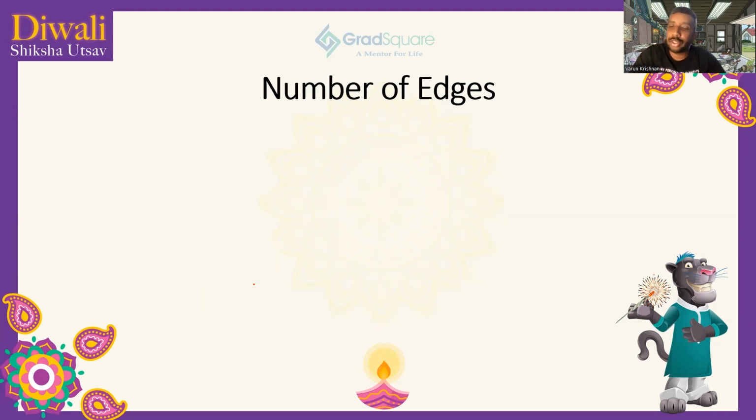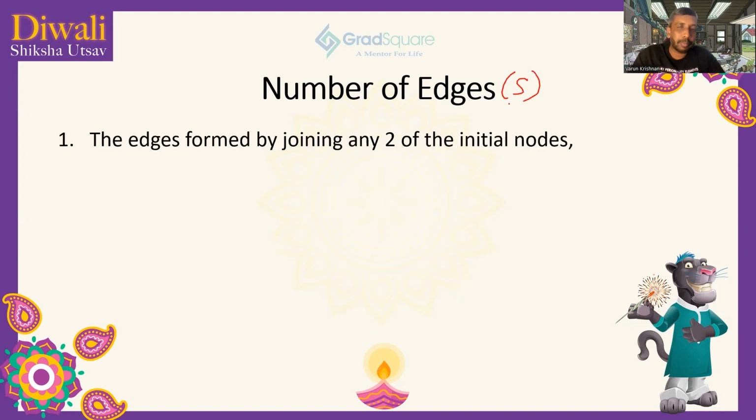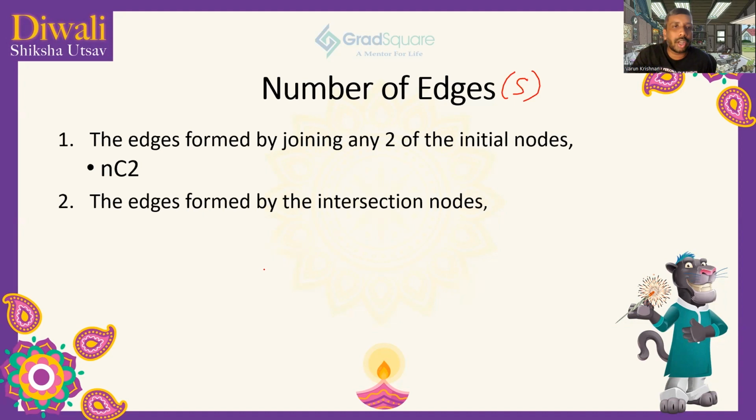Next, let's try to find the number of edges or the number of sides or the number of straight line segments between any two nodes. So for that, first, let's only consider the initial n nodes that we begin with. So using these initial n nodes, the total number of line segments that I can form is going to be NC2, because if I join any two of these nodes, I will get one straight line segment. So NC2 will be the total number of line segments that I can form using the initial endpoints. But we also have to understand that there will be more edges formed with starting or ending point as a node which is formed by the points of intersection.